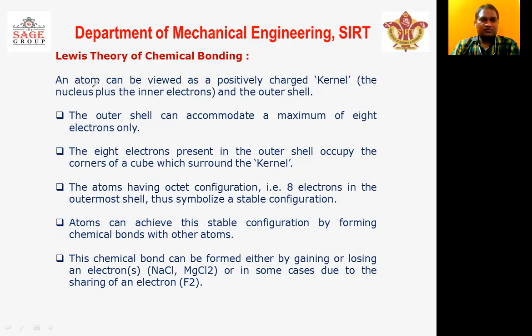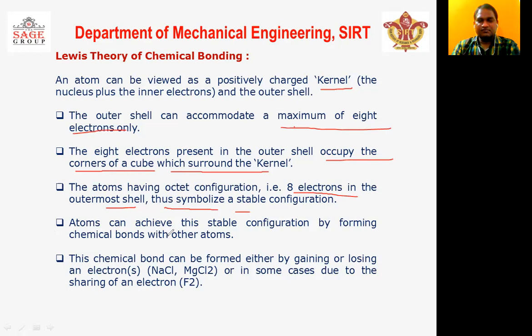So, what is the theory of chemical bonding? The atom can be viewed as a positively charged kernel, that is the nucleus plus the inner electrons, and the outer shell. The outer shell can accommodate a maximum of 8 electrons only. The 8 electrons present in the outer shell occupy the corners of the cube which surrounds the kernel. Atoms having the octet configuration, that is 8 electrons in the outermost shell, thus represent a stable configuration.